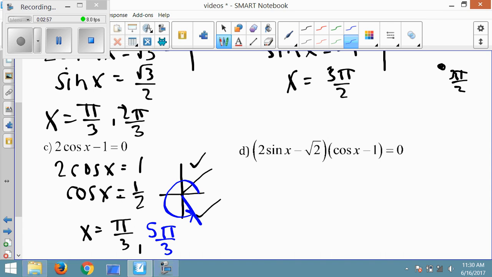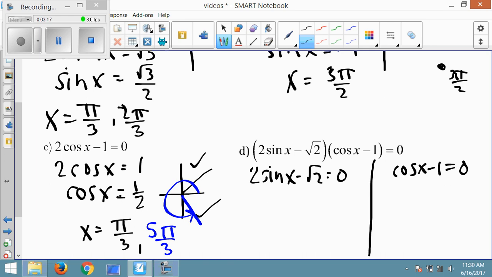All right, so if we have a situation in D, or similar to D, where we see that we have two factors, it follows the zero product property from going back to algebra. If you have two factors equal to 0, set them both equal to 0 and solve them. So we're actually going to treat this as two different problems. We'll do the easier one first: cosine of x equal to 1. That is one of your axes points.